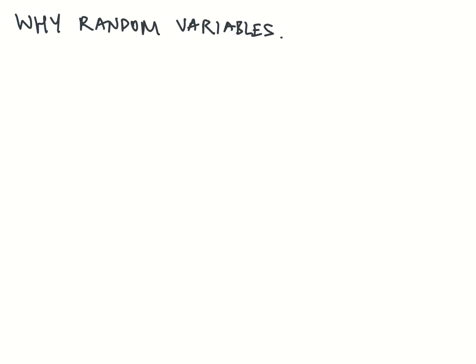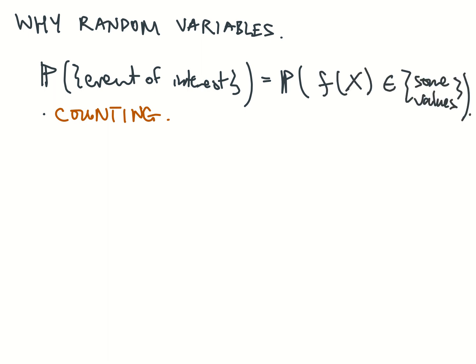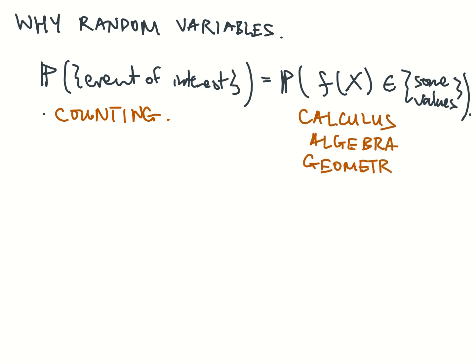Why random variables? In theory, one could solve any discrete probability problem by enumeration, for example, using tree diagrams. The key advantage of random variables over pure enumeration is this. We can now replace the probability of some event of interest by the probability that some function of X takes some value. That is, we get to work with functions, we can visualize them, do algebraic manipulations, and work with multiple random variables at once.